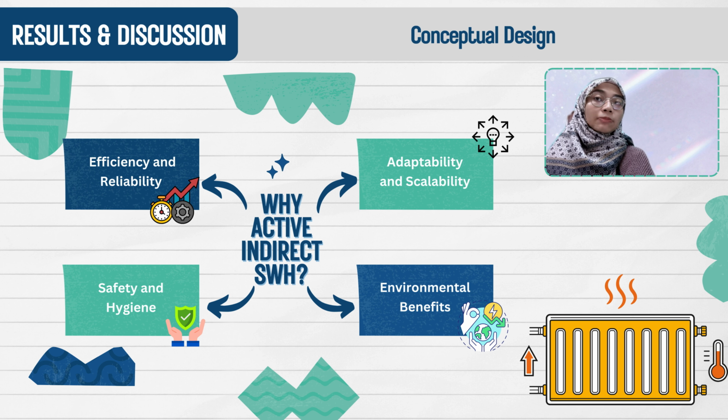The third one is adaptability and scalability. The system's modular design allows for easy adjustment and future expansions, fitting various building sizes and hot water needs. Heat pumps ensure the delivery of hot water even during low solar radiation periods.